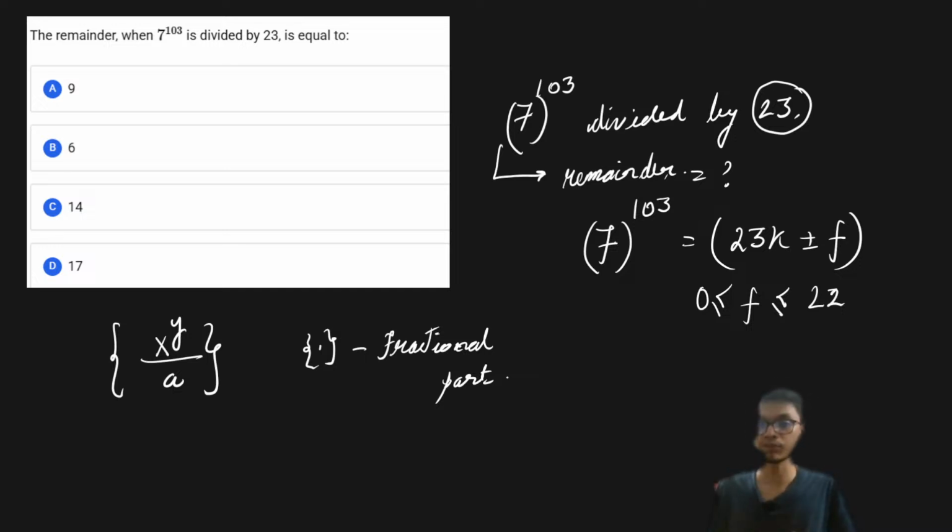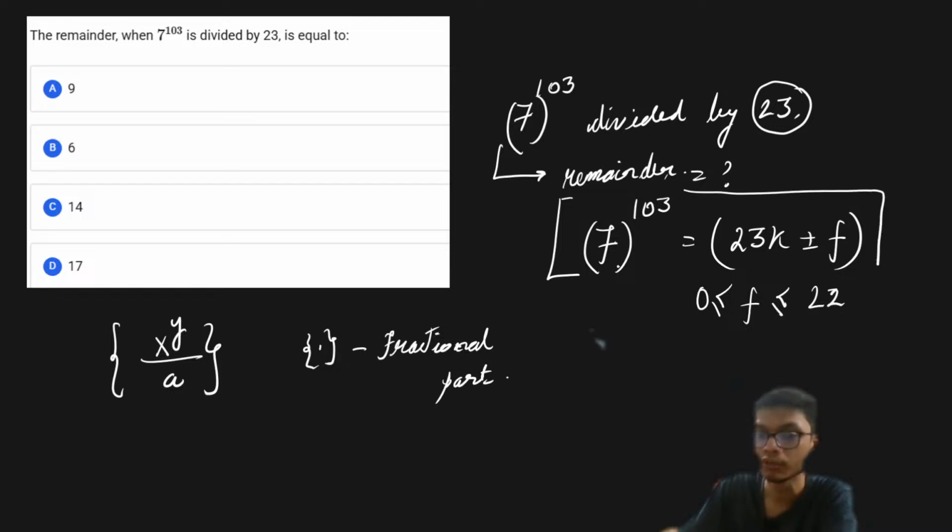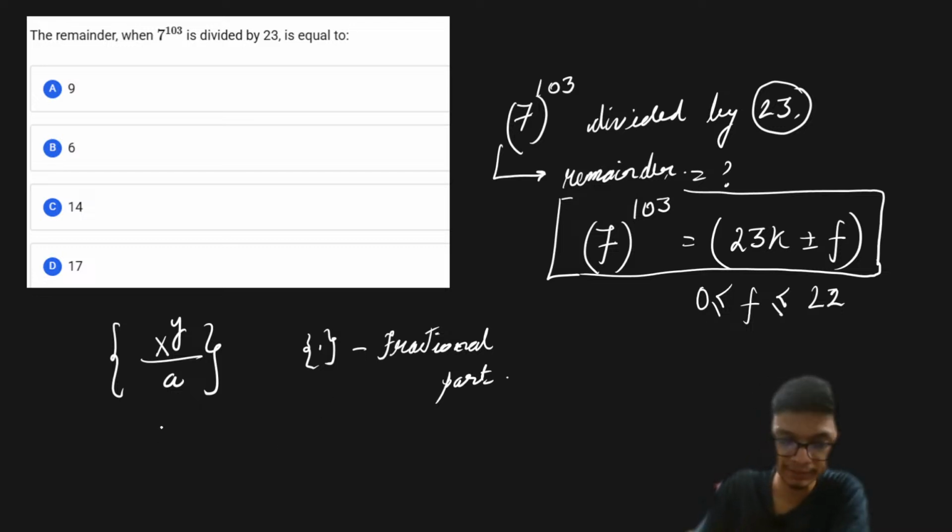I'm trying to represent it in terms of an integral multiple of 23 plus or minus some part which is less than 23 and obviously greater than or equal to 0. That is my objective. So let us see how we achieve this objective. What I'm going to do is simply play around with this number.